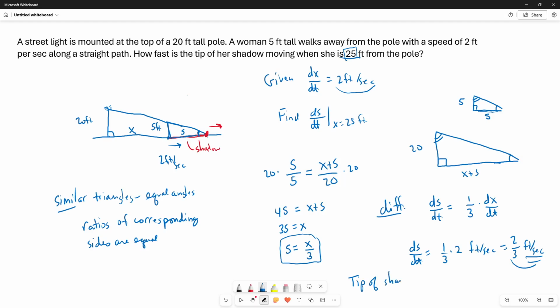So the tip of the shadow is moving at dx/dt plus ds/dt. You have to add those together and you get 2 plus 2/3, or if you want, that's 8/3 of a foot per second.